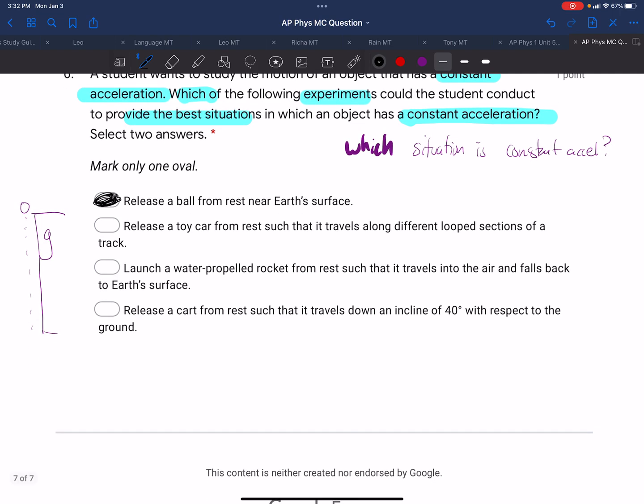Release a toy car from rest such that it travels along different loop sections of a track. So let me make a track. And as the car moves along this path, let's see, when it's going here, it's got an acceleration, and here's another acceleration. Are all of these accelerations the same?